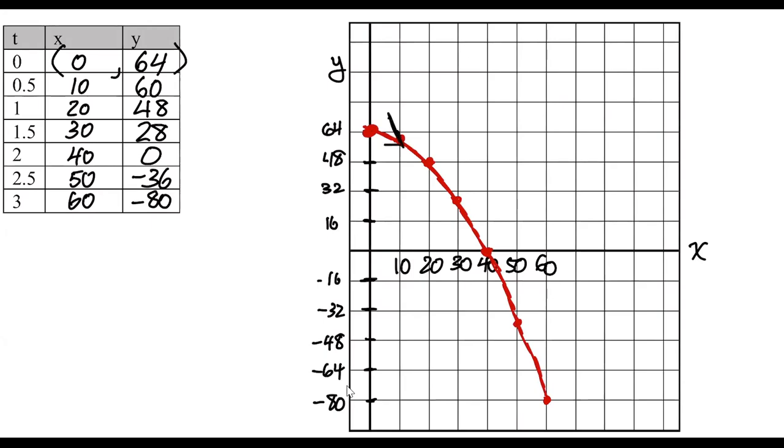I have a quick question. Does t always go in the direction of negative to positive, or like 0 to 3? Unless you're told otherwise, yes.